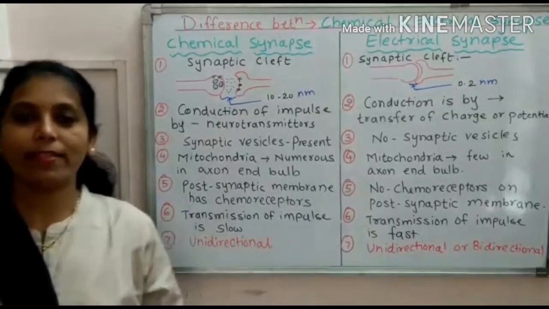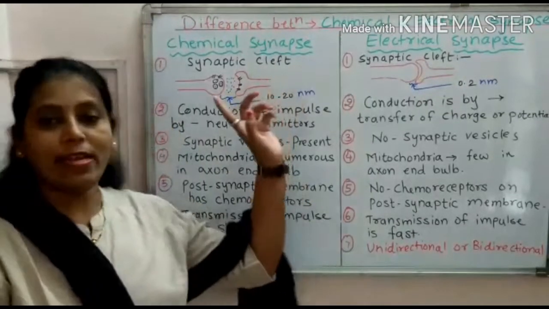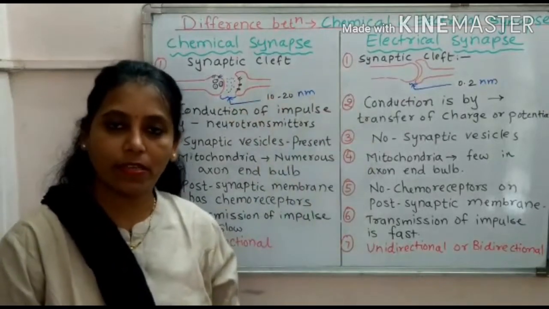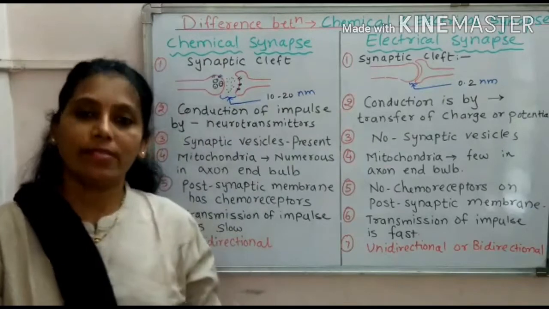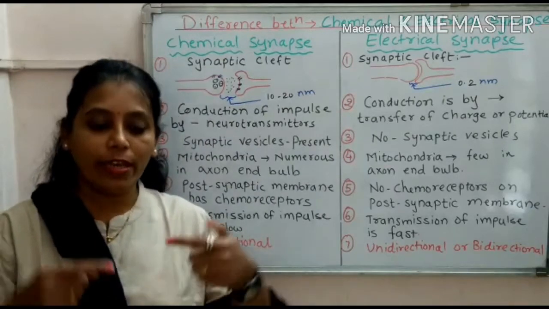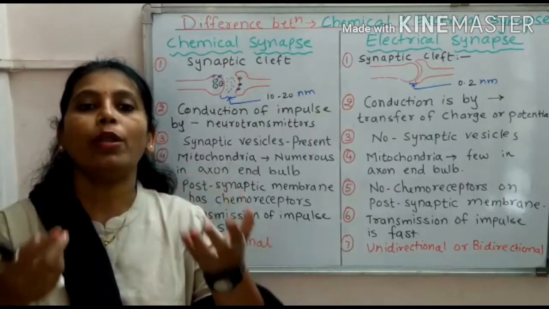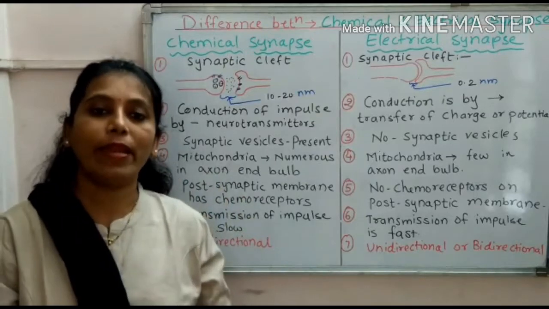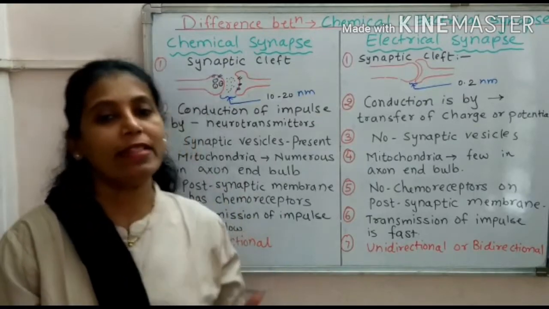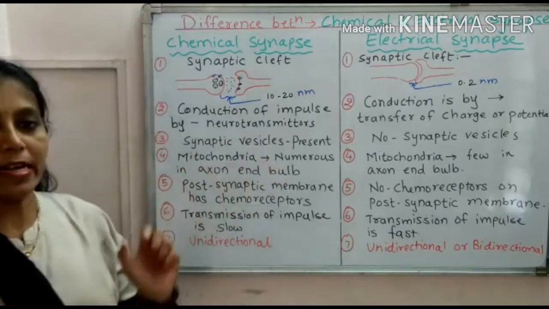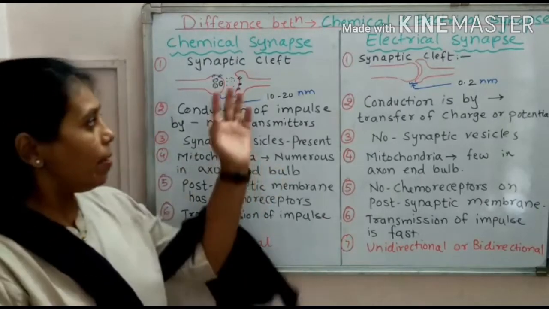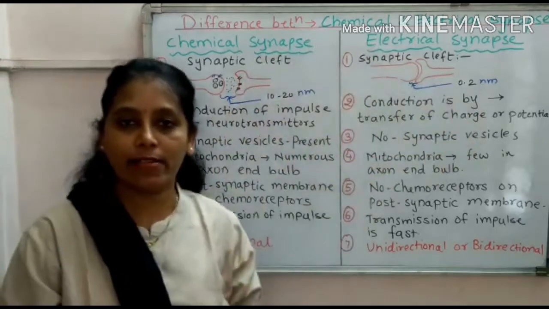Our today's topic is the difference between chemical synapse and electrical synapse. But before that, you should know what you mean by synapse. Synapse is the junction in between the two neurons, and neurons play a very important role in the transmission of the impulse. So let us study what is the difference between chemical synapse and electrical synapse.